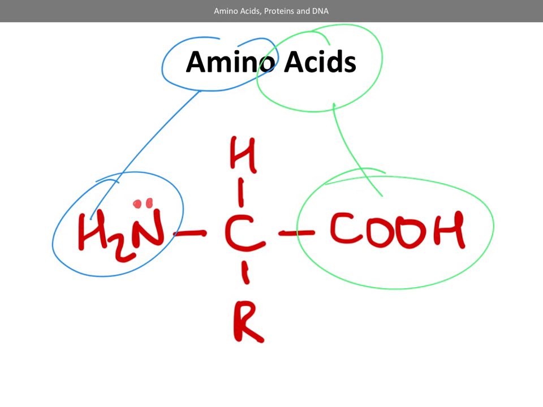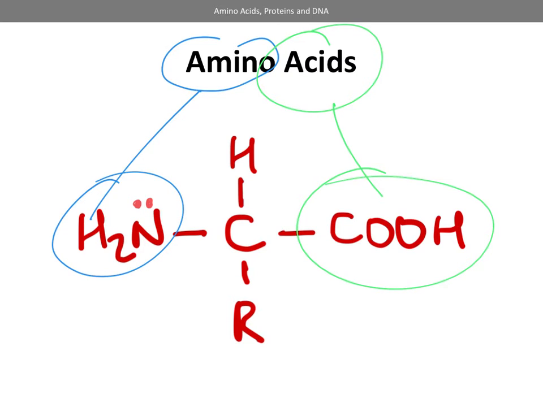So if you think about amines, amines could act as nucleophiles, and that's because of the lone pair, because that allowed them to be an electron pair donor. They could act as bases because they could be a proton acceptor. So those two features are going to be very applicable in the context of amino acids.